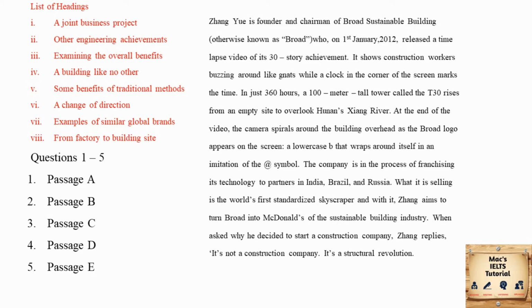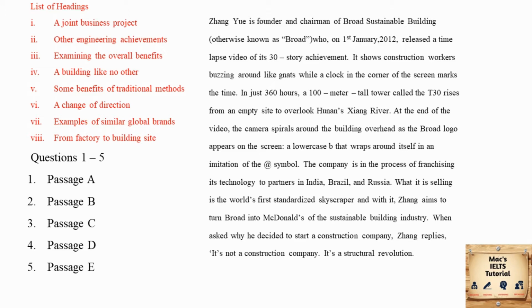Now, let's have a look at the question. The first three options state a joint business project, another engineering achievement, and examining the overall benefits. But none of these three go hand in hand with paragraph A, as there are no keywords in paragraph A which match with the first three given headings.